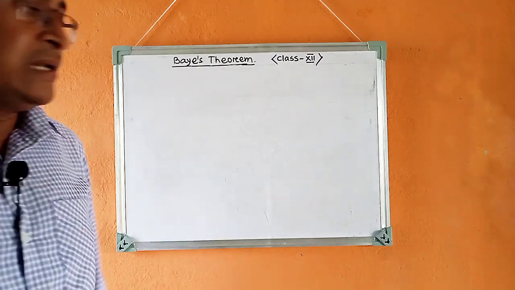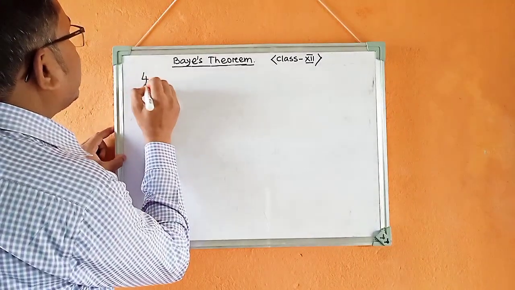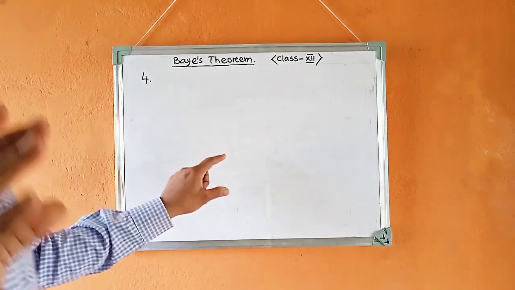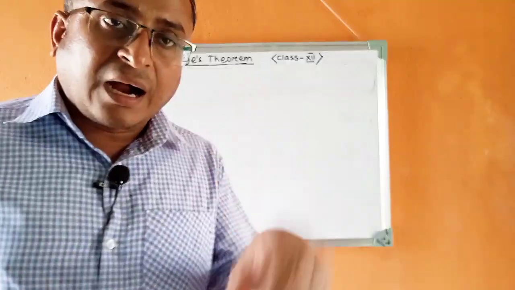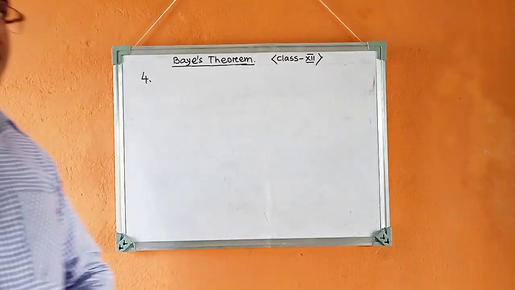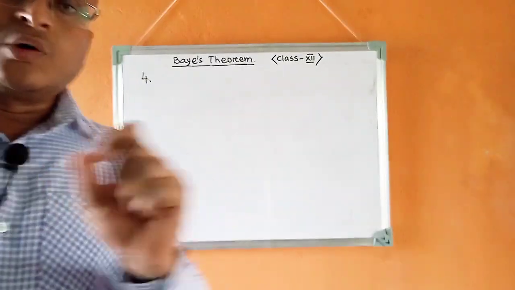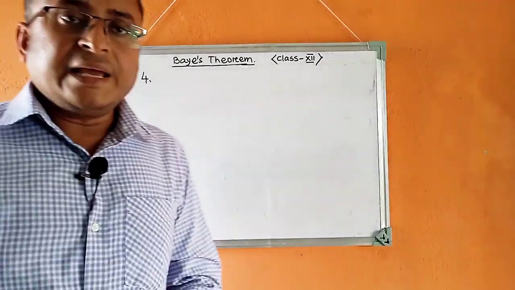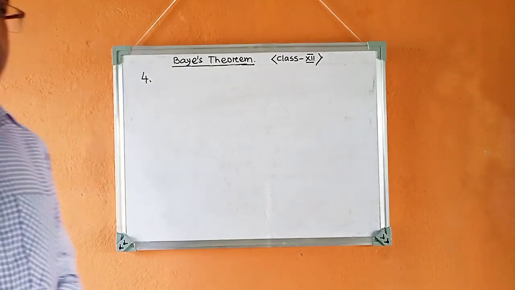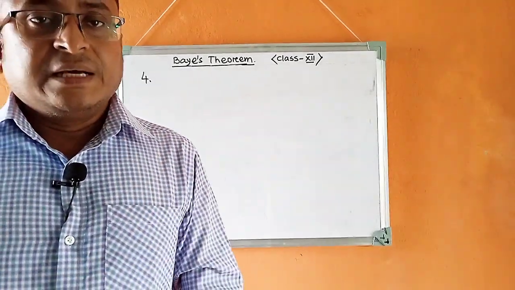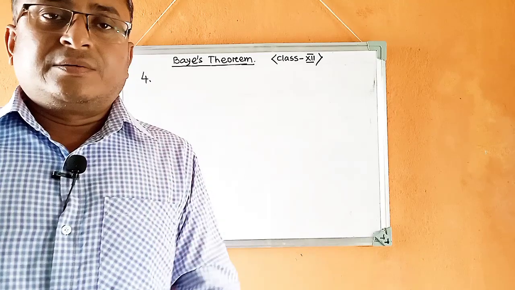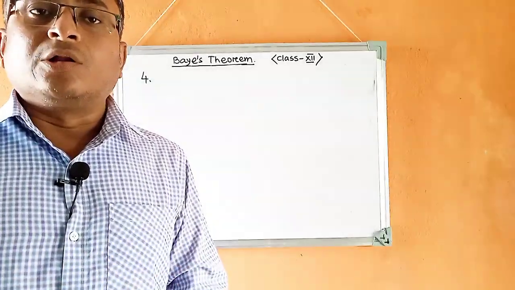I repeat the question. Question number 4, listen carefully. A pack of 52 cards, a card is lost. From the remaining cards, 2 cards are drawn. Find the probability that the 2 cards are clubs and that the lost card is also a club.